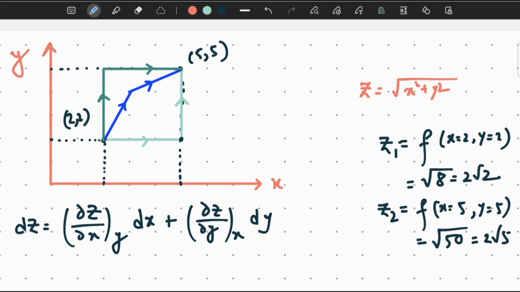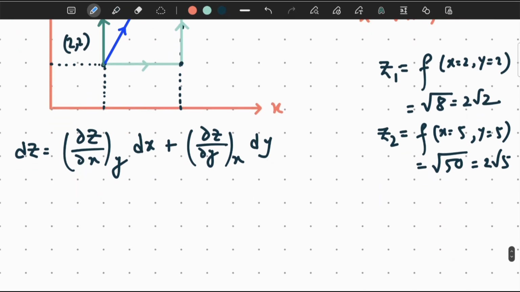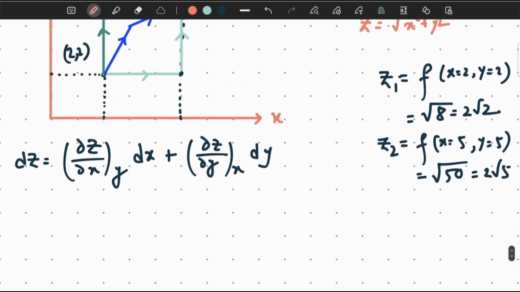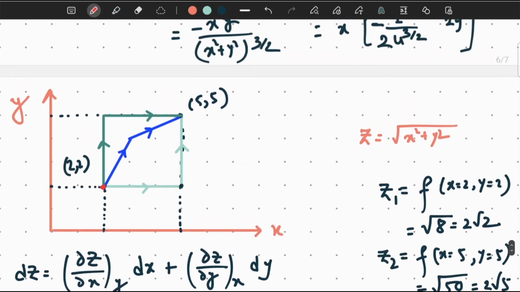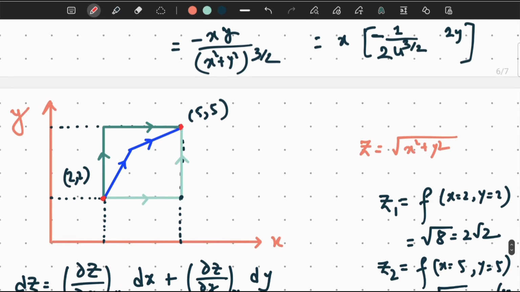Why is it happening? Because z is an exact differential, that is why it is a state function. The ultimate conclusion is that for a state function, an exact differential, it depends only on the initial and final state, from here to here. This is important: it is independent of path.